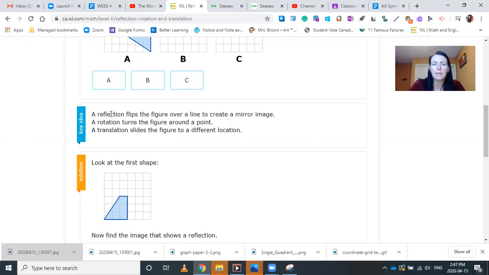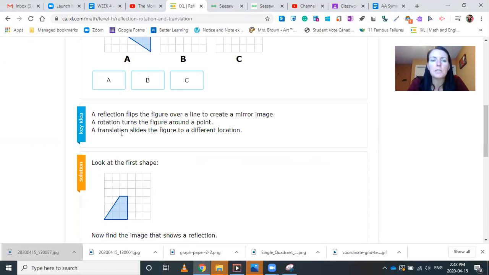A reflection flips. So flipping is the word you need to think of when you're thinking about reflecting, like a mirror. If you were to have a mirror there, both sides would be pretty much symmetry. It would flip over on that line to create a mirror image. Rotation, you're thinking about something turning, all right? Something turning around a point of rotation, like if you were to put your finger on the corner of a shape and then spin it around, that would be your rotation. It's turning, okay? So turning is the word you need to remember when you're thinking of rotating.